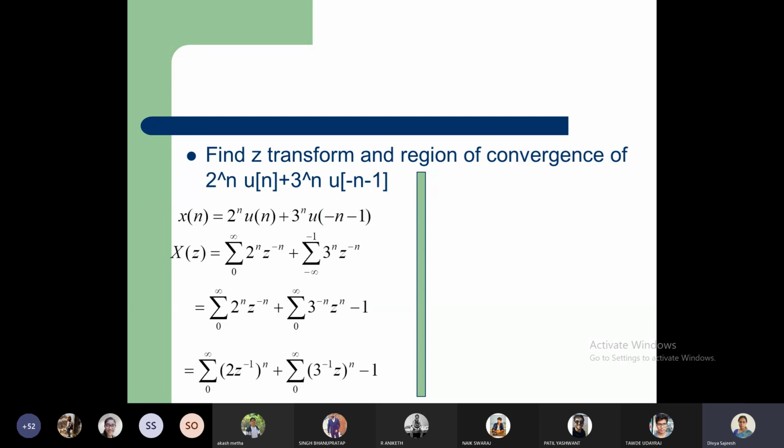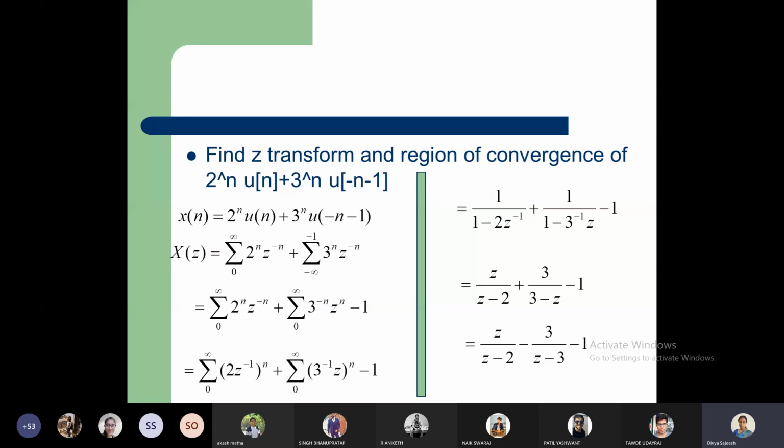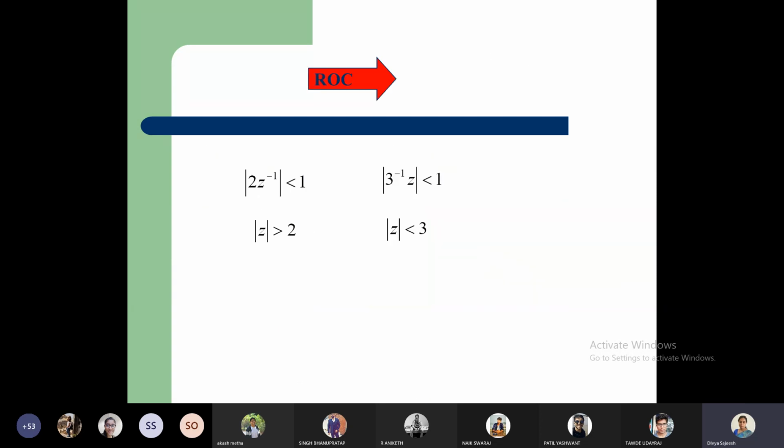Next, apply the formula for the Z transform. Then you will get 1 upon 1 minus C. So what is the C value here? 2Z inverse for the first term, and for the second term it is 3 inverse Z. So this is the Z transform of this signal. Now to find the region of convergence, just rearranging the terms, that is what I did in the next first and second steps. After that, to find the region of convergence, 2Z inverse should be less than 1 and 3 inverse Z should be less than 1.